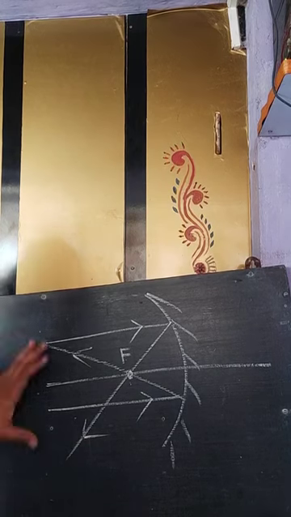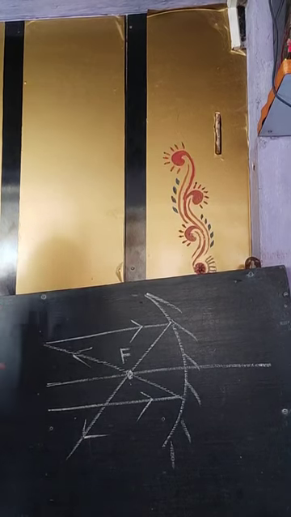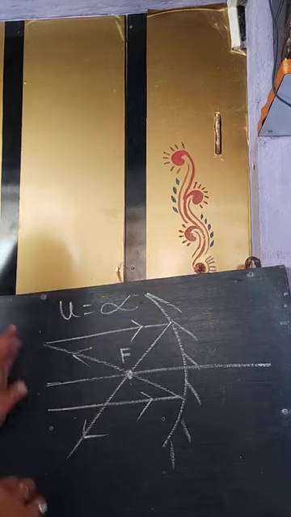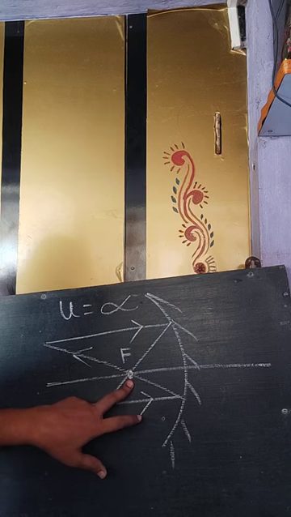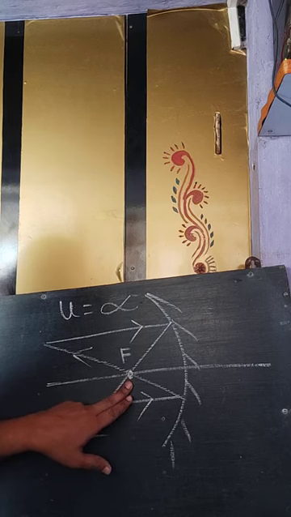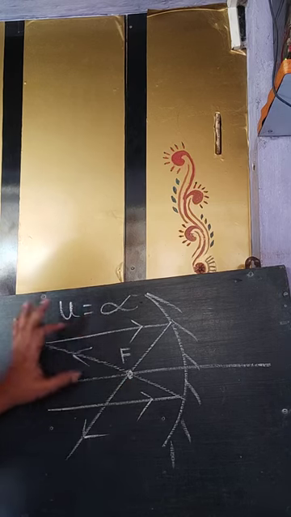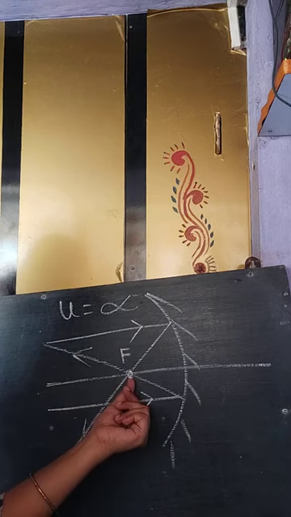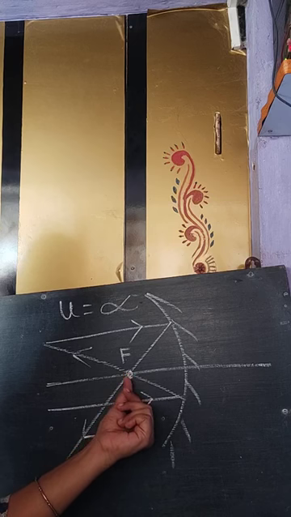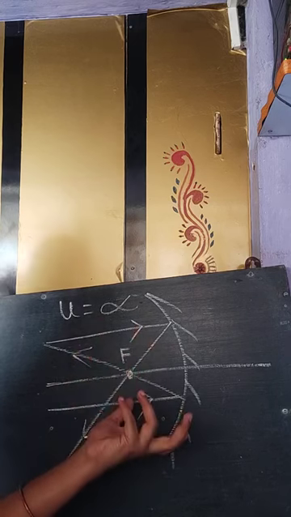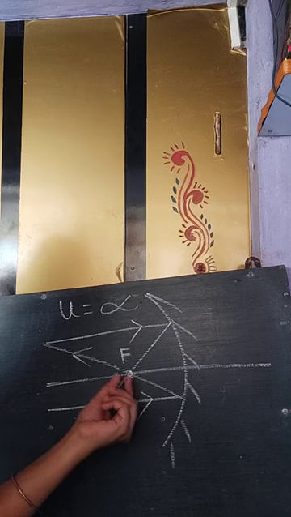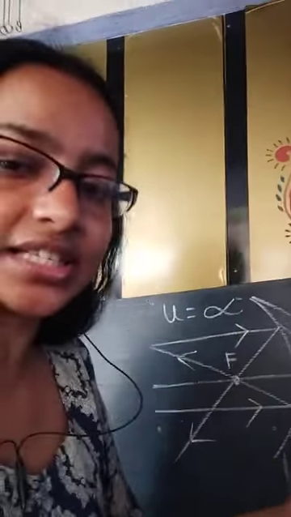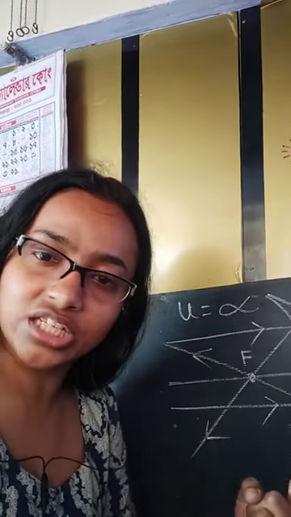So when the object is at infinity, that is u is infinity, the image will be formed at F, that is at the focus. Whatever the image size there, as it is concentrated at a point, the image size is diminished. You can't get the original image size. That's why the first characteristic of the image is that it is diminished in nature.